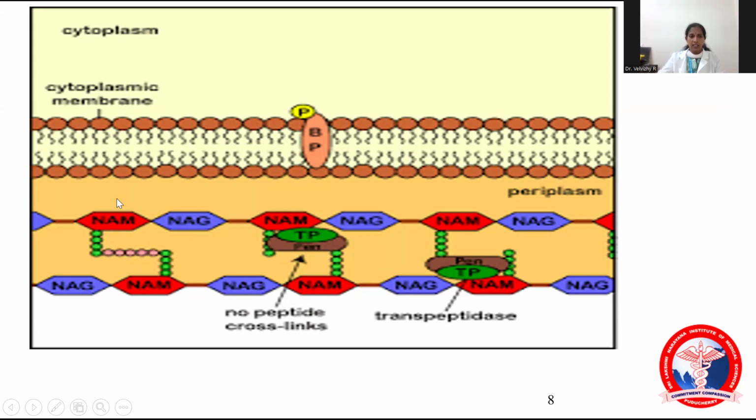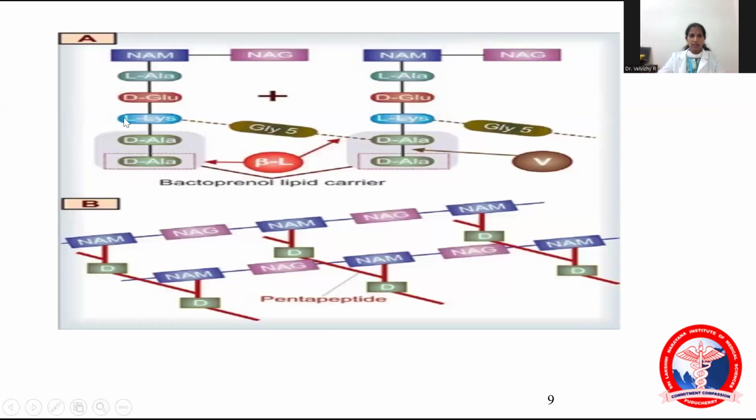N-acetyl muramic acid has amino acid residues. This is the picture. We have N-acetyl muramic acid and N-acetyl glucosamine, and here N-acetyl muramic acid has a pentapeptide chain. One residue of this pentapeptide chain, L-lysine, will be combined with the D-alanine residue of another N-acetyl muramic acid. This cross bridging is called transpeptidation, and this transpeptidation reaction is mainly mediated by penicillin binding protein.